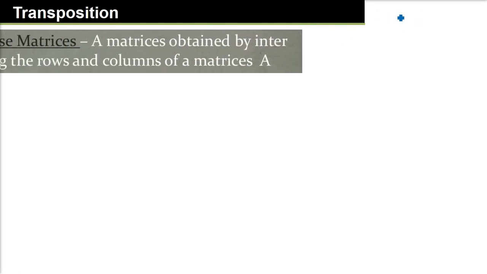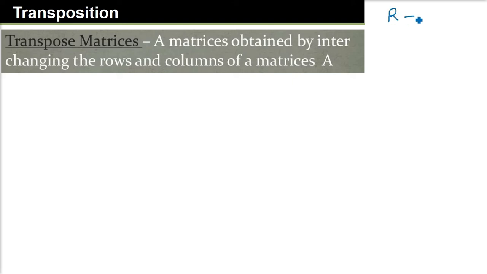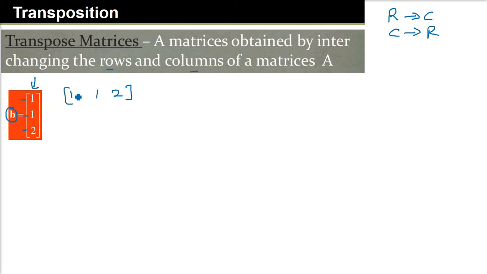Transposition. Transpose of a matrix is simply interchanging the rows into columns or columns into rows. It can be a symmetric matrix, it can be a skew matrix, or it can be some other matrix. So if I have a very simple matrix, this is called a column matrix. It has elements in the column. So when you convert this column into a row, 1 here, 2 here. So this is the transpose matrix.